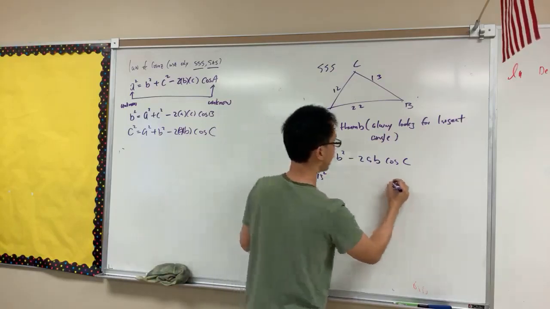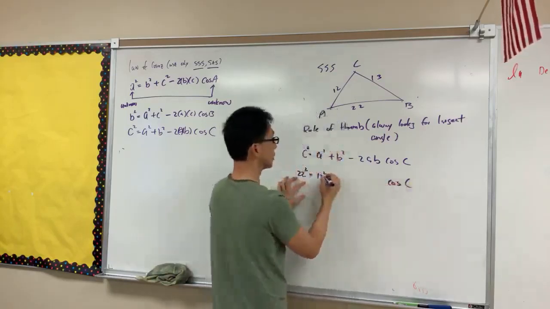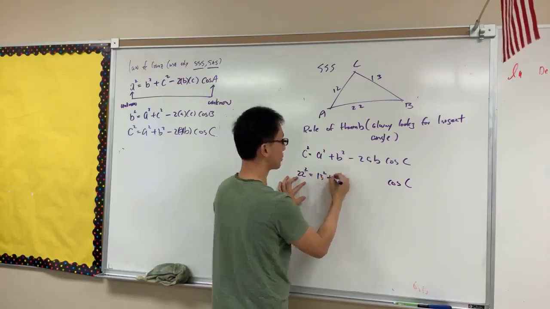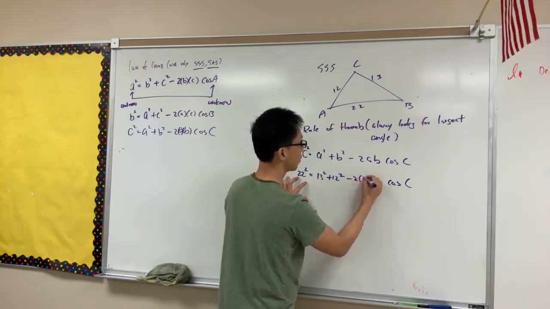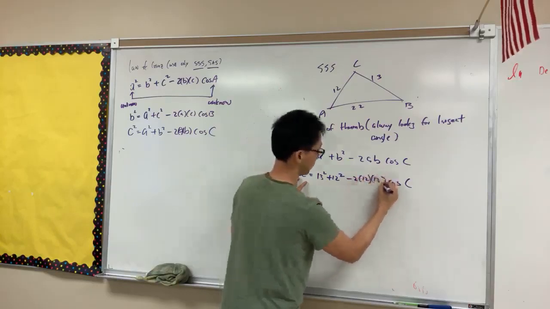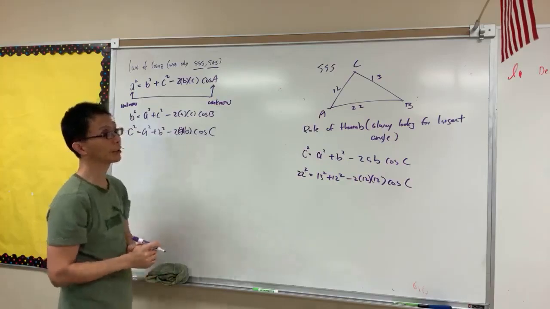We're going to do here cosine of C, and 13 squared plus 12 squared minus 2 times 12 times 13. Does that make sense? Or 13 times 12, it doesn't matter.